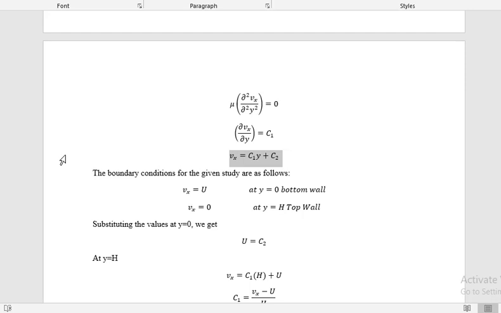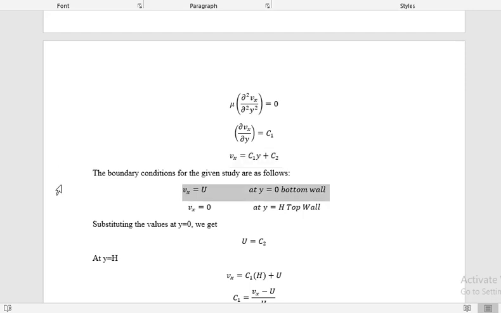Now this is our main equation. What we have to do is substitute the values of c1 and c2 here to get the expression of v_x, similar to what we did in the problem discussed in the previous session. In order to find the values of c1 and c2, you have to determine the boundary conditions, because the integral depends upon the boundary conditions.